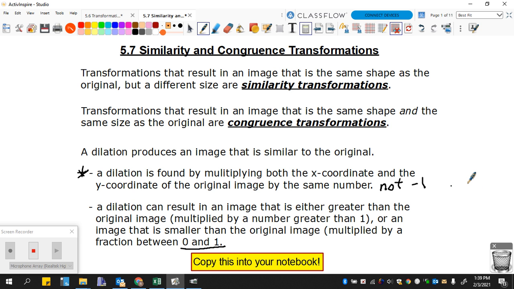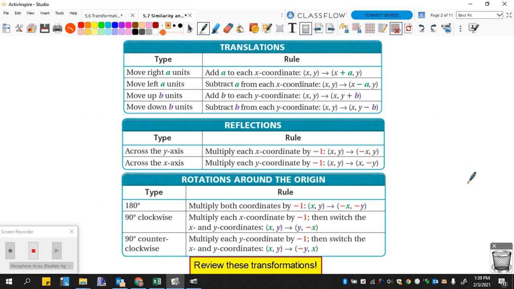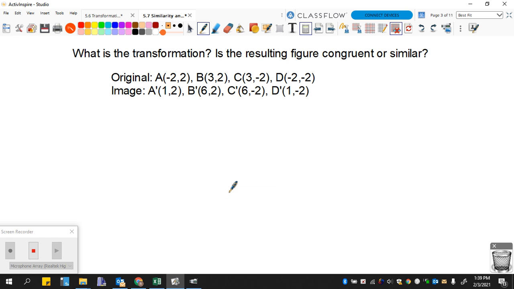Okay, so this right here are the same tables and stuff that you copied into your notes last week, last lesson. So if you have those in your notes, you don't have to copy them down again. If you did not copy them into your notes last lesson, go ahead and copy these into your notes as well. All right, so what is the transformation, and is the resulting figure congruent or similar?